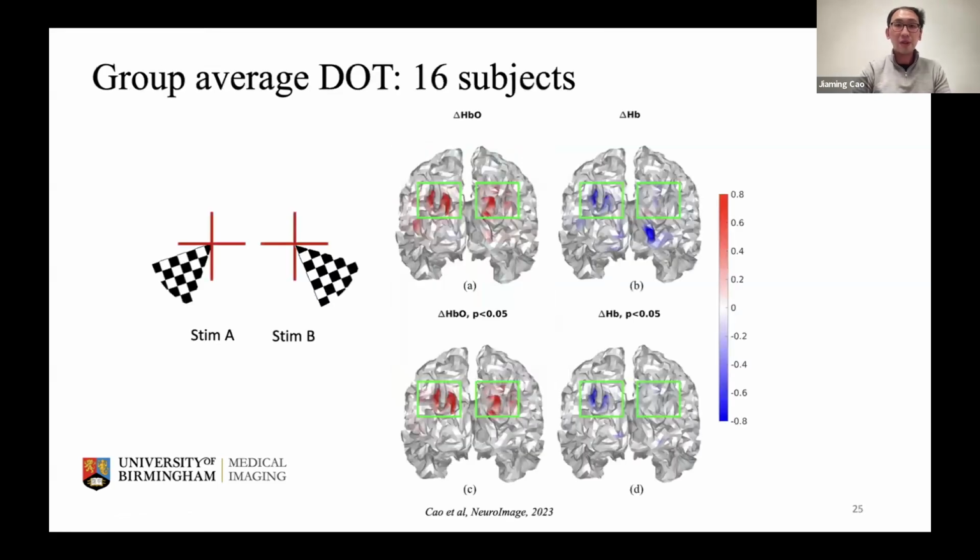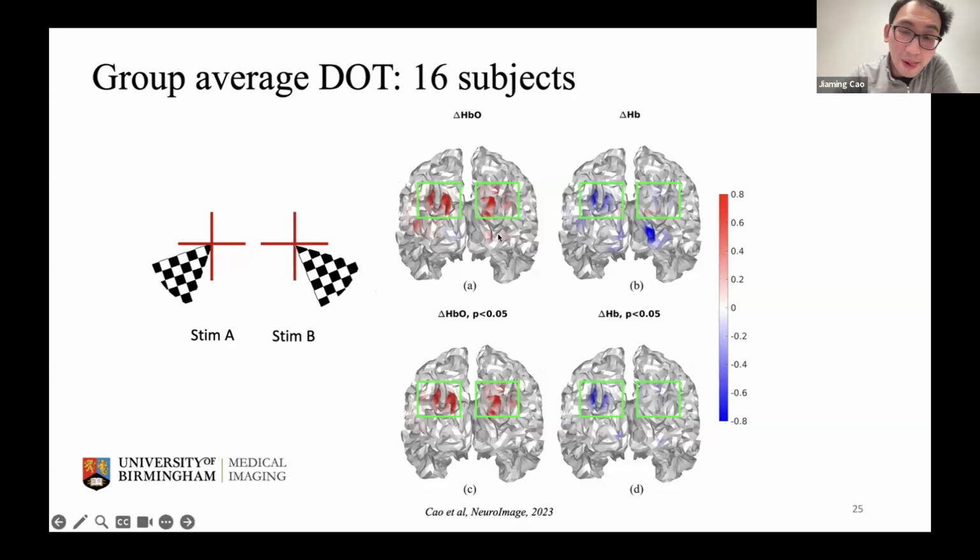So enough discussion of theory. Here is a result of the DOT reconstruction. This is a group average of 16 subjects. This is something that we published last year in NeuroImage. If we look at these two checkerboard positions, then we expect some activation in this top half of the visual cortex, which is indicated by these green boxes. The green boxes are basically to draw your visual attention. It's not scientifically calculated or anything. It's just a visual indicator.